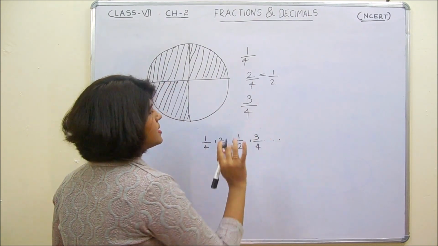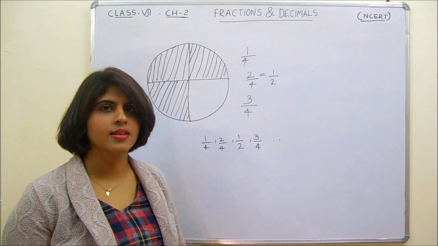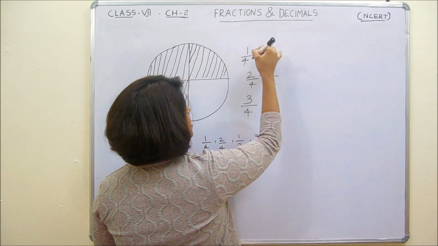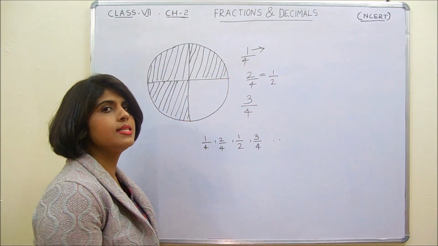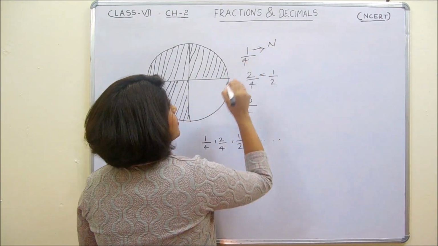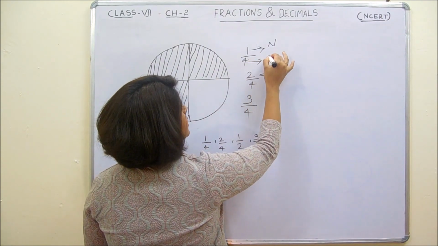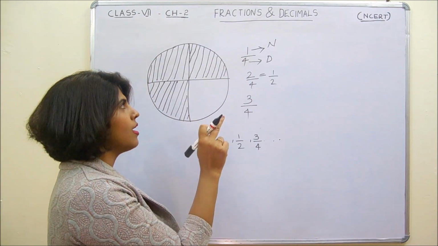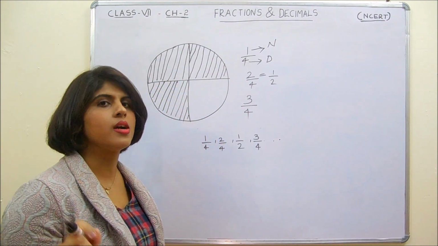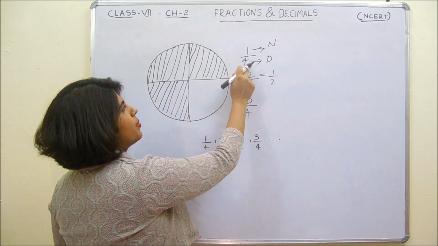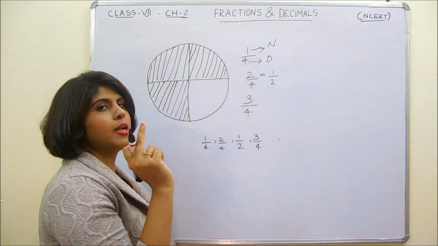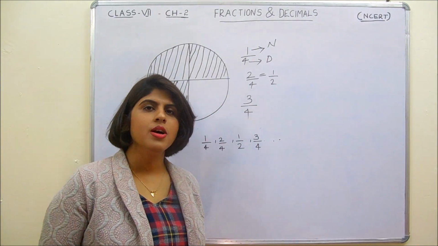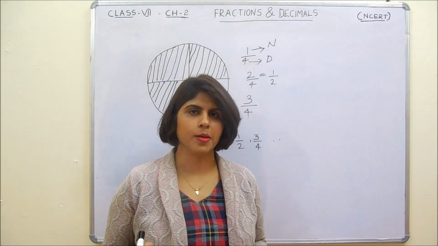Okay, here you can see this 1/4, 2/4, 1/2, 3/4. These are known as fractions, right? In this fraction, you can see that the number above this line is known as the numerator and the number below this line is known as the denominator. 1/4 means 1 part out of 4 equal parts, right? So here the denominator represents the total number of equal parts. Clear?